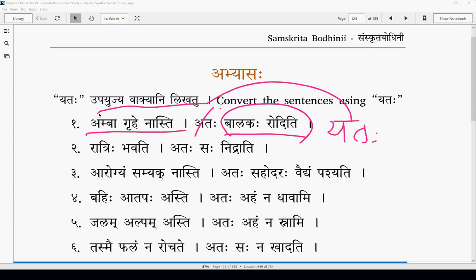Ratrihi bhavati ataha sa saha nidrati. So here what happens? Does that mean whenever the boy cries, whenever the mother is not at home? No, no. We looked at yata and ata: yata means because, ata means therefore. Whenever was yada, right? Yada tada is whenever, when then. Yada amba gruhe nasti, tada balaka roditi. That is different, and here we are using yataha and ataha: because, therefore.